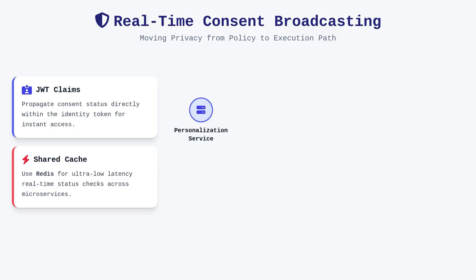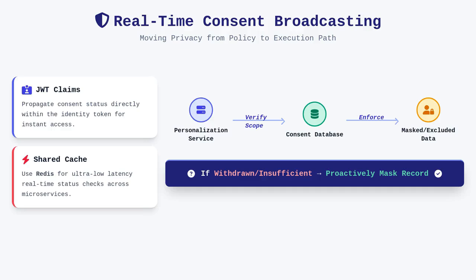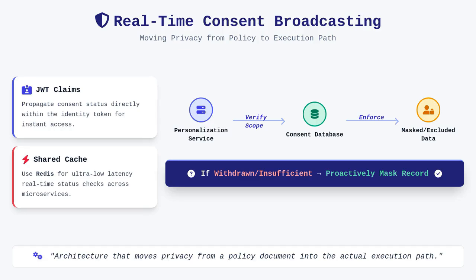For example, if your personalization service attempts to access a profile database, it should first verify the user's current consent scope by invoking a helper function that checks the latest valid record in your consent database. If the consent has been withdrawn or is insufficient for that specific processing purpose, the service must proactively mask or exclude that user's record from the output. Architecture of this nature moves privacy from a policy document into the actual execution path of your software, which is the hallmark of sophisticated privacy engineering.